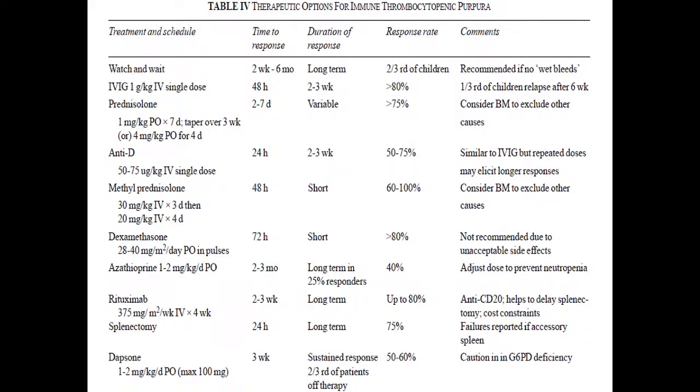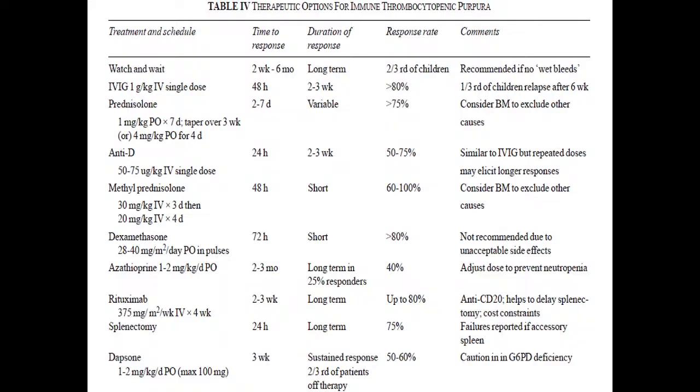NTD, you can use IVIG if doubt is there, no issues, but it is costly. For about a 30 kg child, 1 lakh will be the cost. NTD 50 to 75 unit per kg IV, and it acts a little faster and acts a little longer than other agents, and response rate is a little lesser. And methylprednisolone, dexamethasone also can be given.